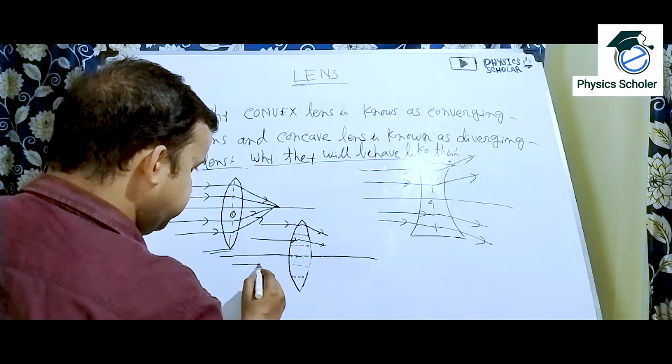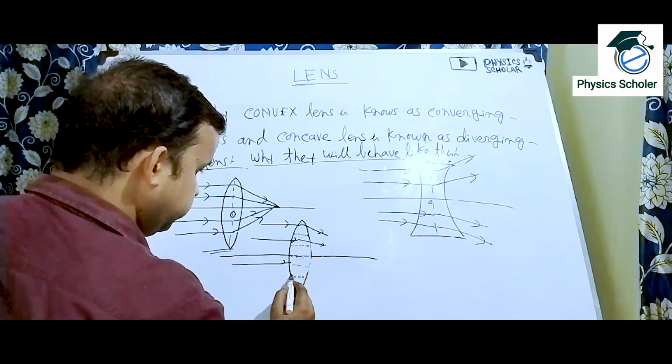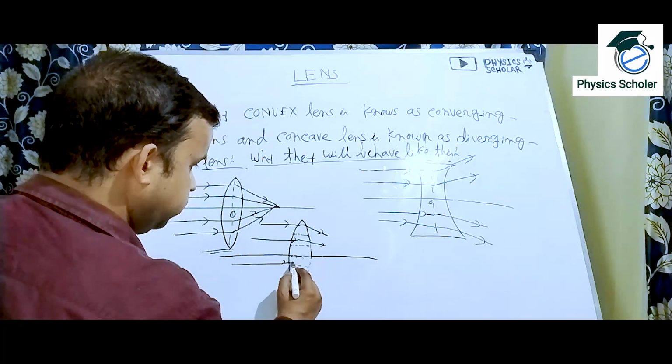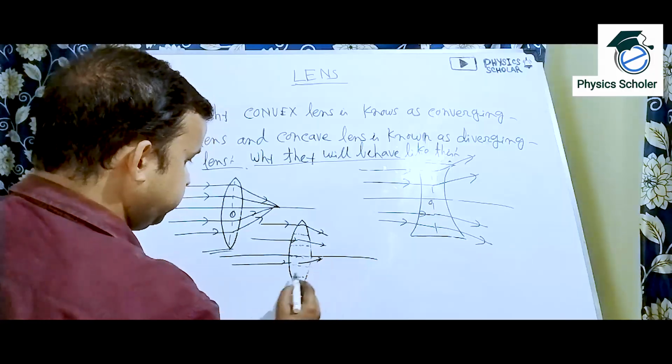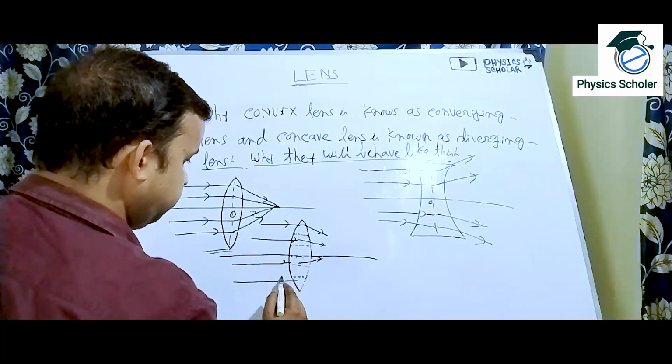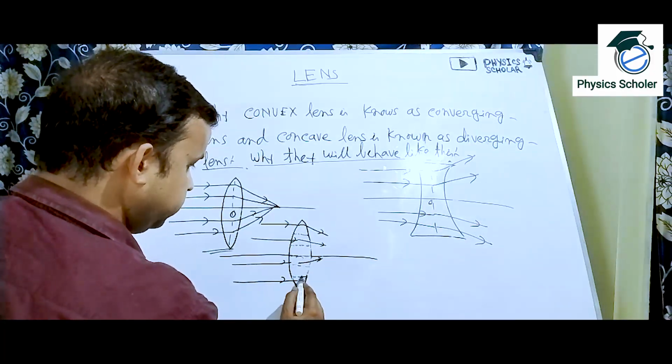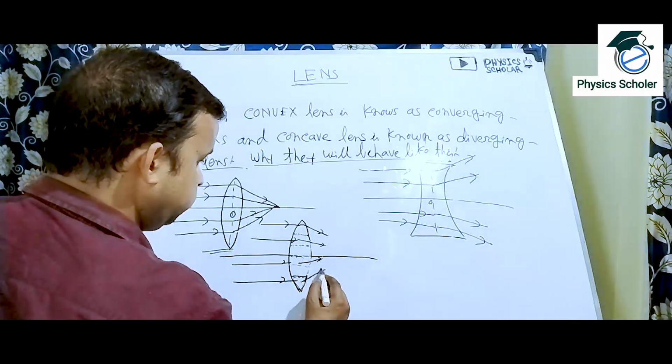Suppose a ray of light is incident on this. This is the prism. So the reflected ray will move towards it. Suppose this is another ray of light. This is also a prism. So the reflected ray will move towards the base.